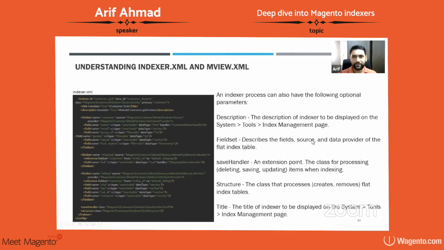It describes the field source and data provider of the flat index table. Meaning, if we go to the customer grid, it takes the data for whatever you see, like filterable or searchable. Those things are defined here. So only whatever we define here will be available in that filter or that search.